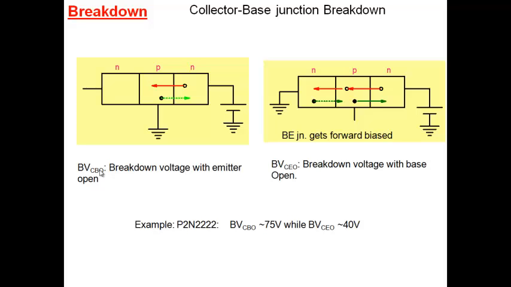And at what voltage does it break down? We call it BVCBO. This is a common transistor, the 2N2222. The breakdown voltage BVCBO is 75 volts.